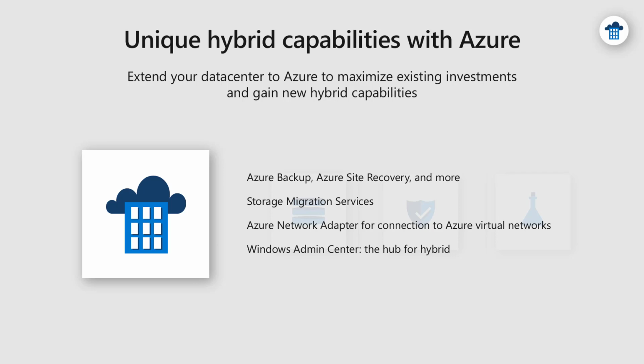The Azure Network Adapter supports us to have easy connectivity to the Azure networks, and Windows Admin Center is an on-premises web-based management tool. It's really, really powerful. We will also have a dedicated video about this with a lot of live demos on how to work with it. And Windows Admin Center integrates in this hybrid world.